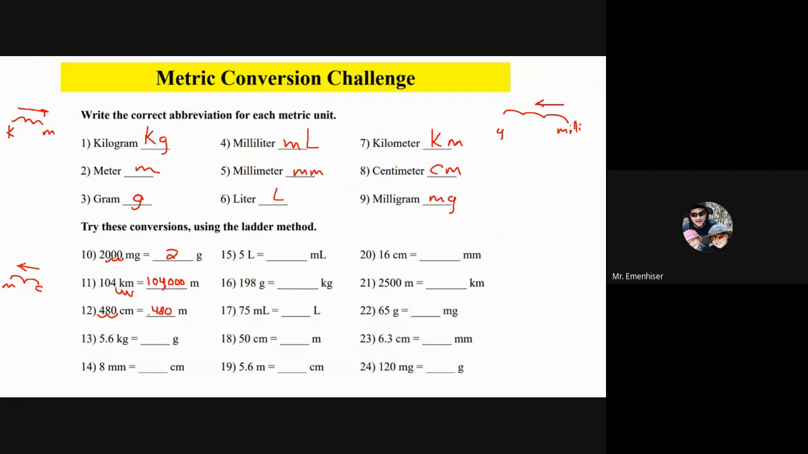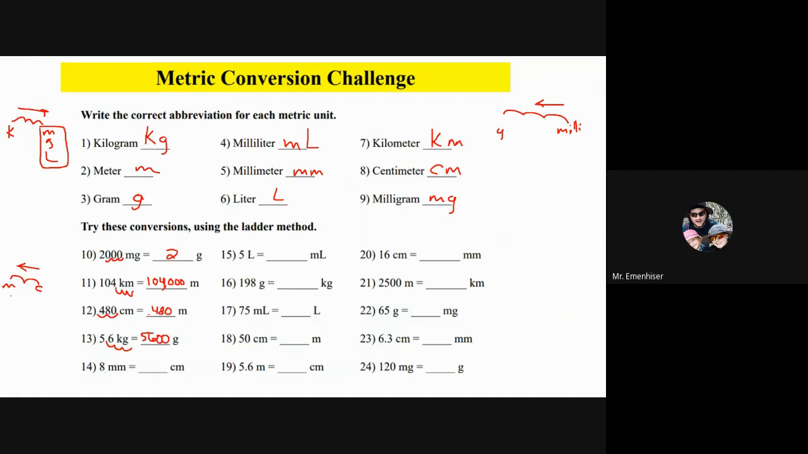0.480 meters. 5.6 kilograms. Remember, kilo is right here, and the meter was right there, but the gram is also there, right? That's our 3 base units. And so I'm going to move 3 places to the right. 1, 2, 3. I'm going to add 2 zeros. 5,600 grams.